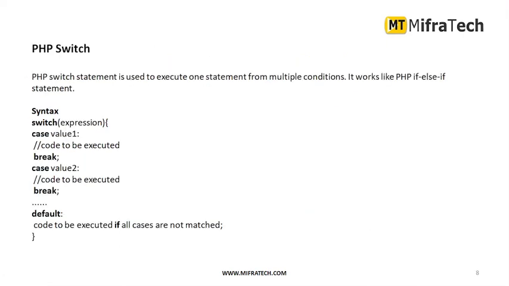PHP switch. The PHP switch statement is used to execute one statement from multiple conditions. It works like the PHP if else if statement. We can take an example as marks, and I will explain with the syntax. Switch case value 1 break, case value 2 break, default. If marks is less than 100, print A. If marks is greater than 70, print B. We can execute code like this.